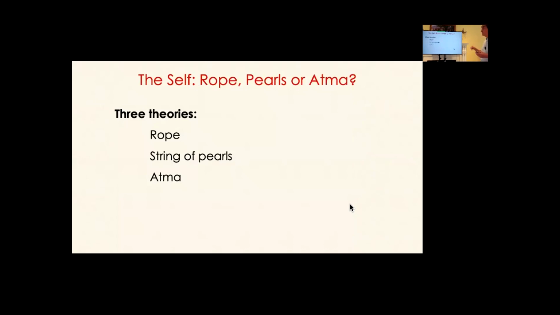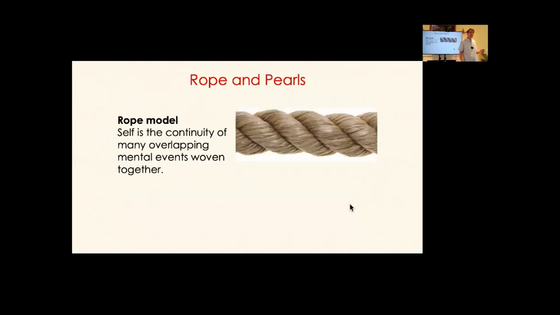So, three theories on the self: rope, string of pearls, and the Atma. The rope theory is that there's no individual entity, there's no self. That what we call the self is simply the binding together of all these little strands, continuity of many overlapping mental events woven together.